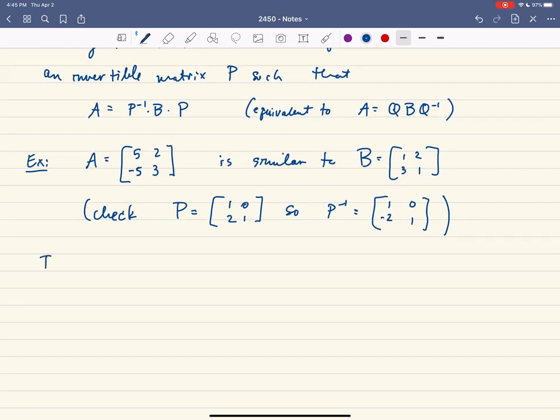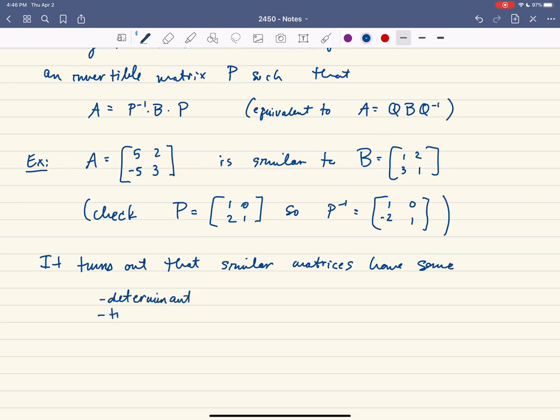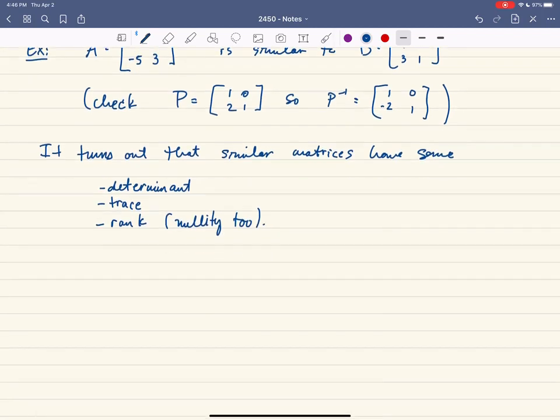There's lots of properties here, but it turns out that similar matrices have a lot in common. So it turns out that similar matrices have, no surprise, the same determinant. They have the same trace. They have the same rank, and therefore the same nullity. And there's lots in common with these similar matrices. Let me just show you how to prove this first property about the determinant.